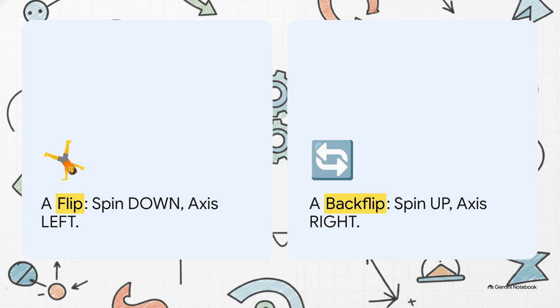It applies to all sorts of rotations. Try it out. If you point your right thumb towards the left, watch which way your fingers curl. They curl downward, simulating a forward flip. Now point your thumb to the right, and your fingers curl upward, exactly like a backflip. It turns out your own hand is a perfect little model for rotational physics.